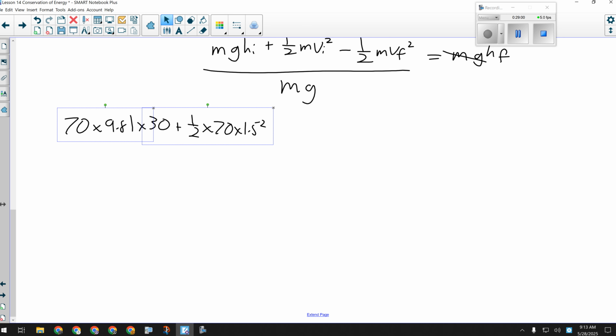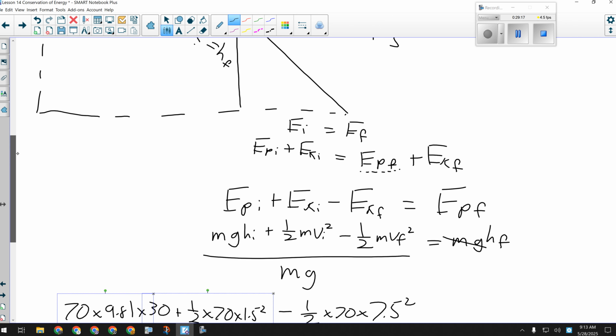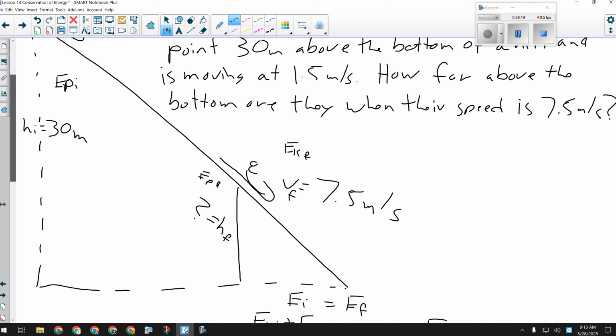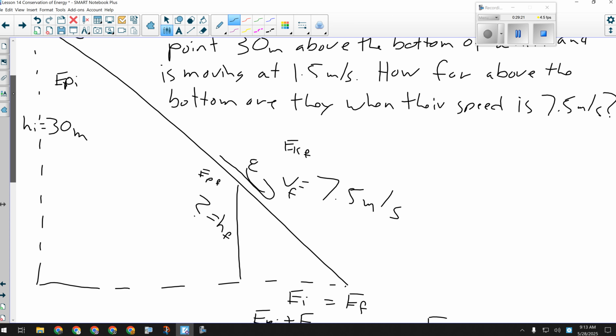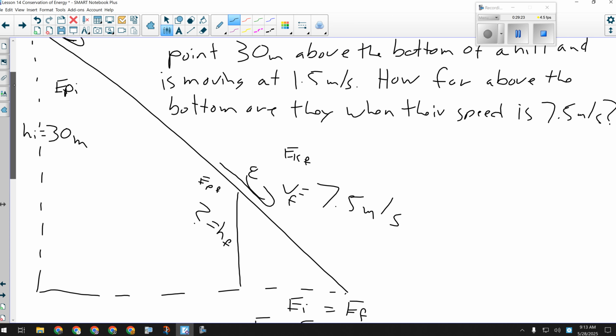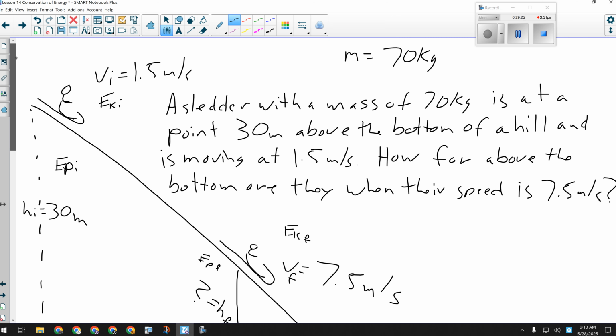Okay, and then minus 1/2 times 70 kilograms times 7.5 squared. That was our final speed for the other point on the hill. Just to scroll up so you can see those numbers: 7.5 meters per second was VF. We're looking for HF. The initial height was 30 meters, the initial speed was 1.5, and the mass was 70.